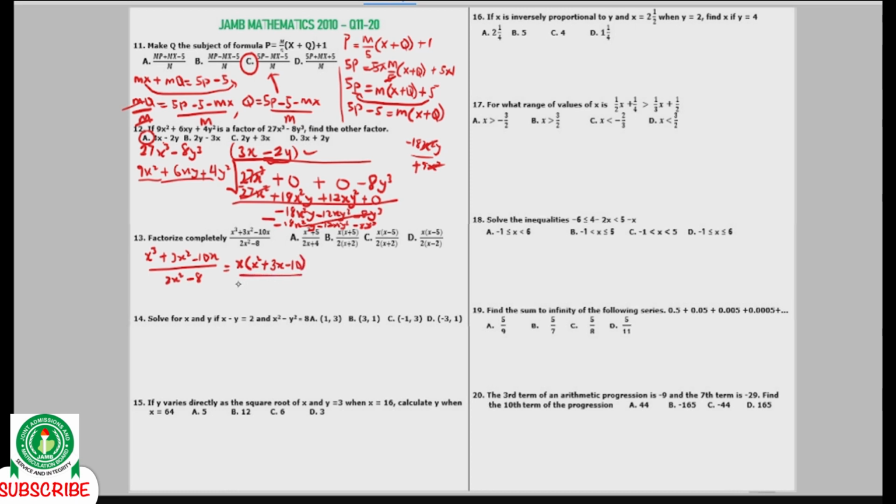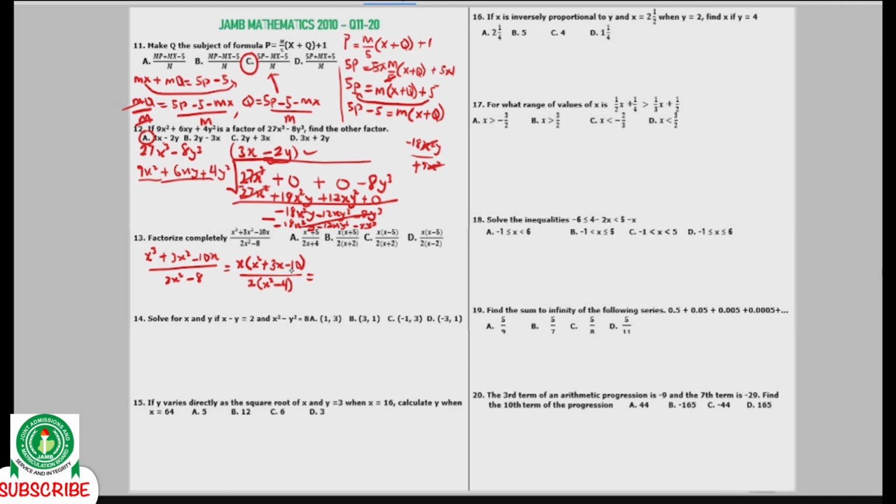Now when you look at your denominator, you can see that this one also has 2 in common. So you bring that 2 out. Open bracket x squared minus 4, bracket close. Now equal to, how do you go about this? This is a quadratic expression, and this also is a quadratic expression involving difference of two squares, meaning that we have to solve this one quadratically.